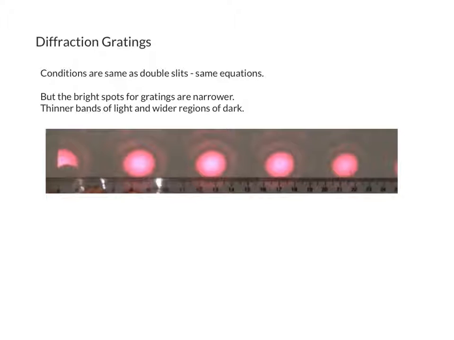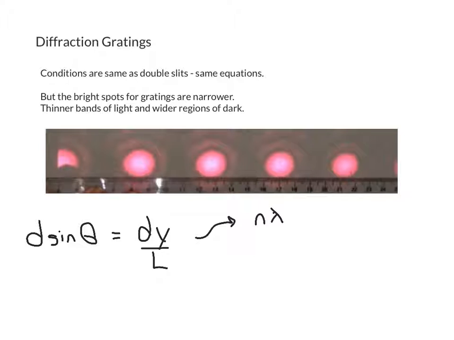The conditions are the same as well, so our equations, the path length difference ends up being d sine theta, which is the same as dy over L. For constructive interference, or if we're dealing with bright spots, it's n lambda. For destructive interference, it's n plus a half times lambda. Similar to the double slit, since everything's so evenly spaced, if you know the distance from a dark to dark, that's the same as the distance from a bright to bright. We could use that with the n equals 1 condition.